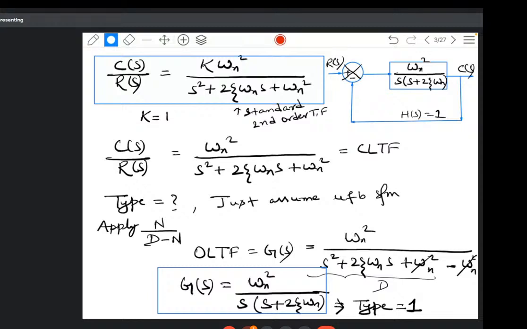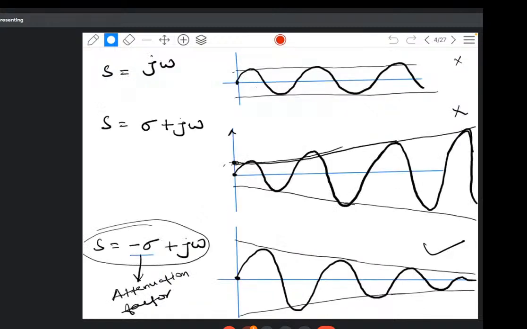Now, for the second order system, you know that s is represented as s equal to j omega. That means there is no amplifying factor and no attenuation factor here. It is just showing plain oscillation. So this is my sustained oscillation. It will continue to oscillate. This is called sustained oscillation.